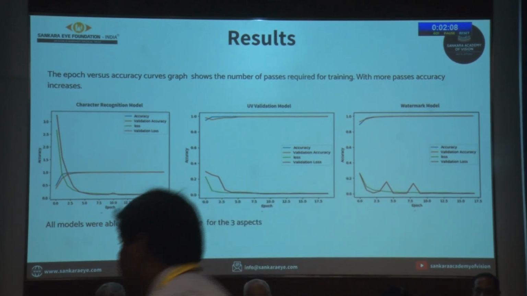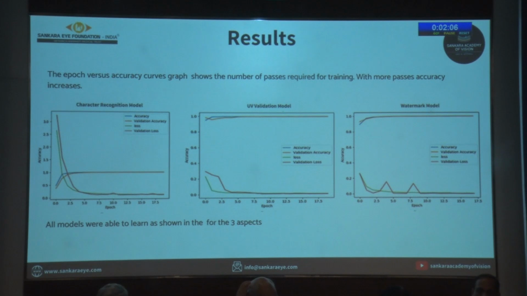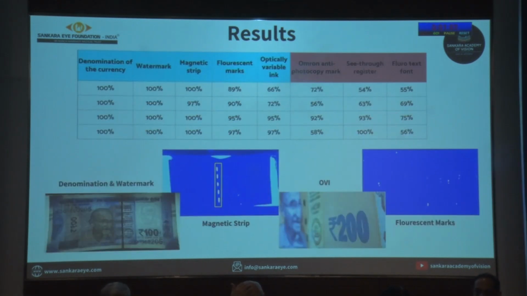Character recognition was not so great, so we dropped it and looked at pattern image recognition later. The UV validation and the watermark model were binary, so they were a yes, no. That worked very well for us, and we were able to look quickly. Among the 8 characteristics, we narrowed down on 5 that were consistently repeatable.